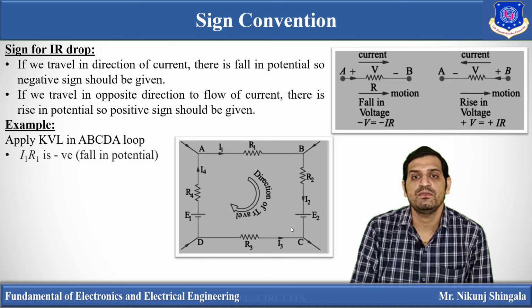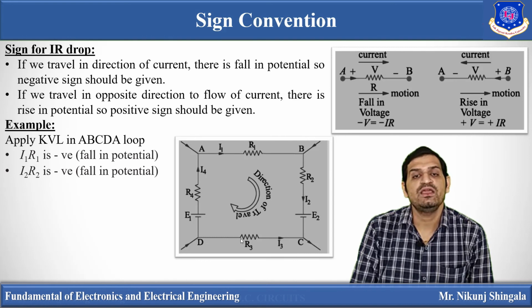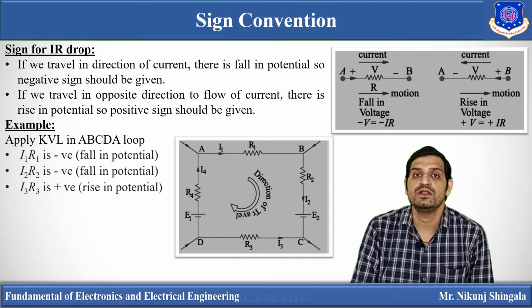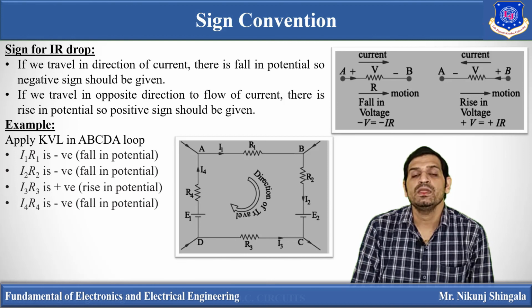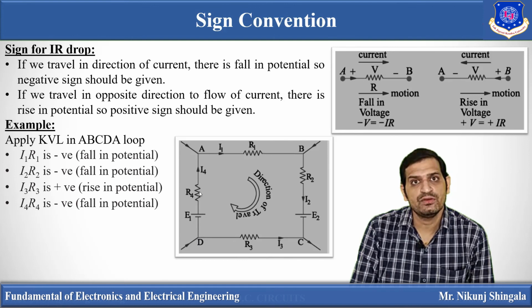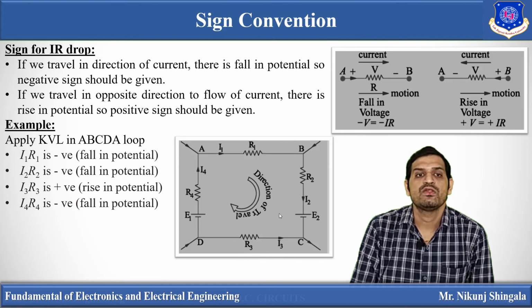Similarly, in the BC branch, we are also traveling in the current direction. So, I2 R2 will also be negative, a fall in potential. Now, here we are traveling in this direction and current is flowing from D to C, and we are traveling from C to D. So, there is a rise in potential. So, I3 R3 will be considered positive. Then, in the fourth branch, that is the DA branch, we are traveling in the same direction as the current. So, there is a fall in potential. So, I4 R4 is also negative.